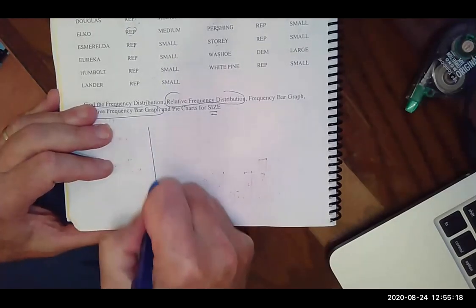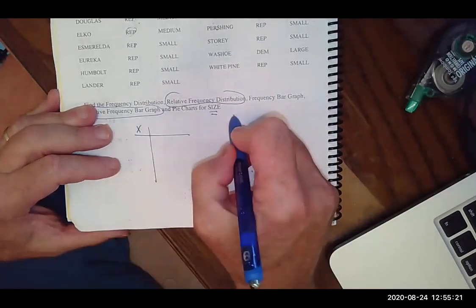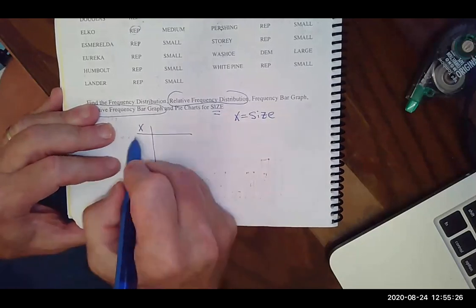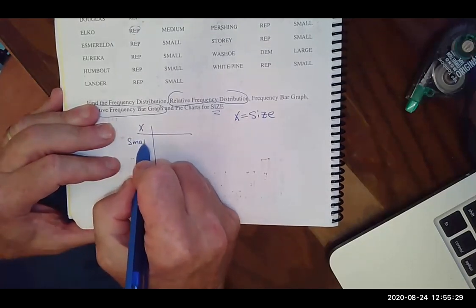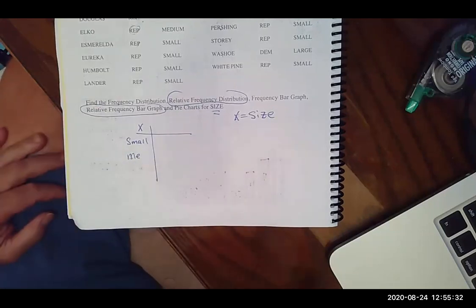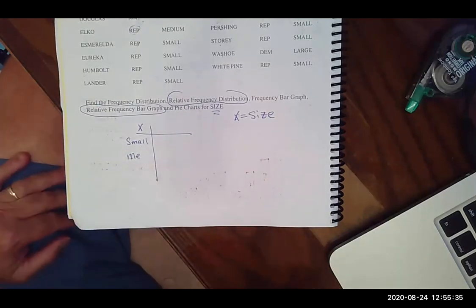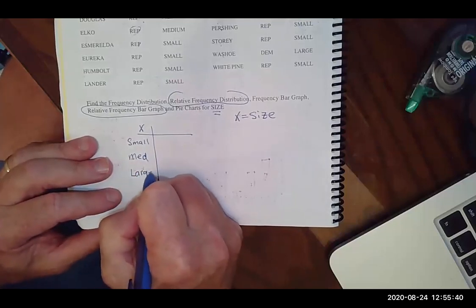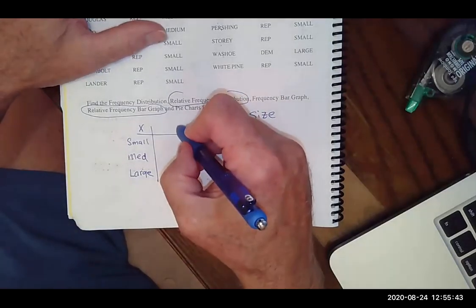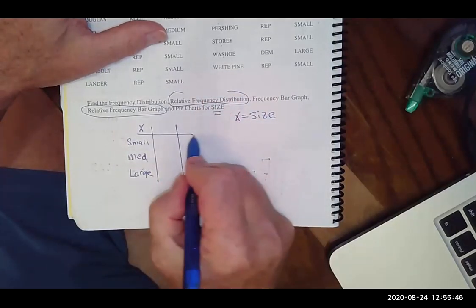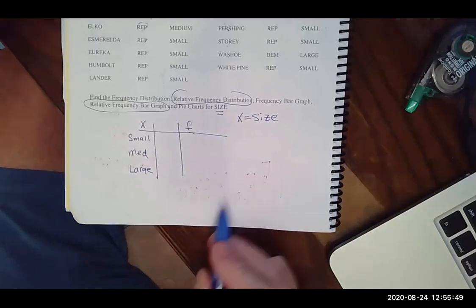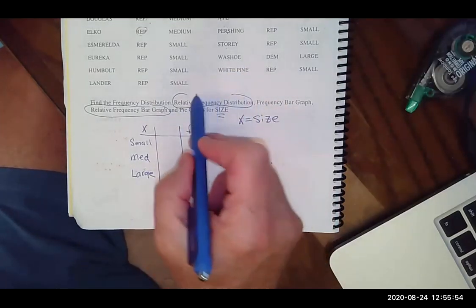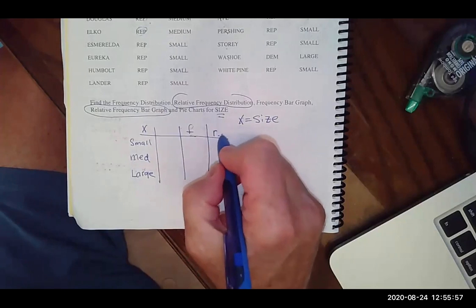So what I can do is say, okay, I've got X. Maybe X is equal to size, my variable. So you'd have small, medium, or you could have gone large, medium, small, or mixed it all up. It doesn't matter to me. But I'll say small, medium, and large. For me, I have to do frequency first, and then I'll do relative frequency. Relative frequency distribution is my target. So eventually I'll need that.